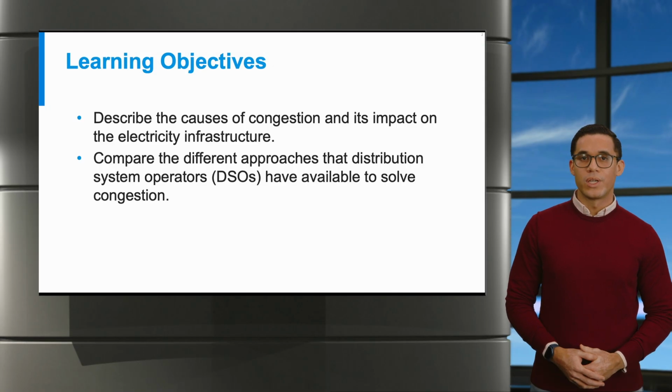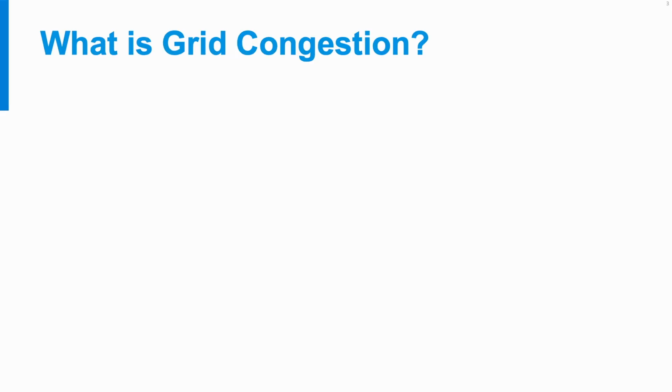To understand grid congestion, we have two learning objectives. First, to describe the causes of congestion and its impact on the electricity infrastructure. Second, to compare the different approaches that distribution system operators, DSOs, have available to solve congestion. So first, what is grid congestion?